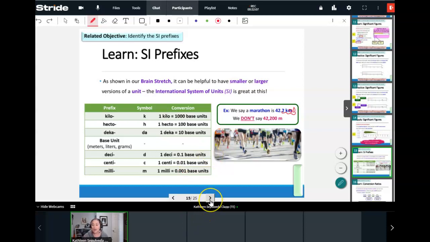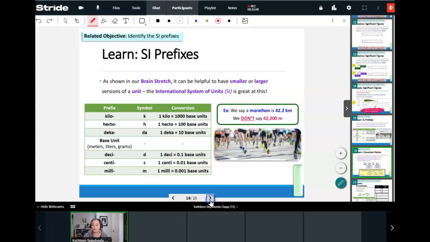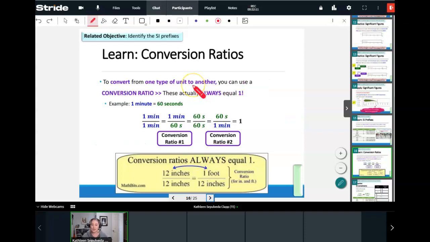All right, so let's go ahead and take a look at some ratios. Now, have you ever heard of a ratio? How many of you have heard of a ratio before? It's where you compare something. Have you heard it in math or anything like that? Yeah, okay. We're kind of like right here. No worries. Well, to convert from one type of unit to another, use what we call a conversion ratio. You will get so good at this in this class, okay?